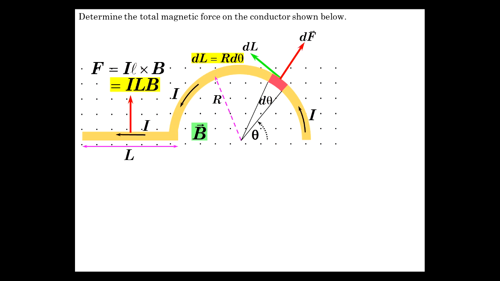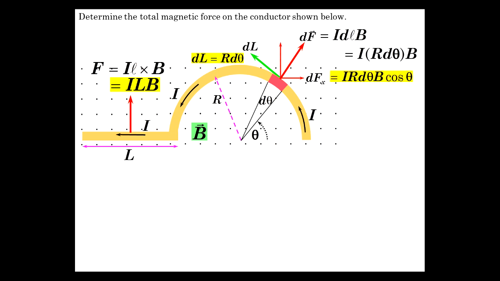Now, this is differential F, differential force, and it's I dL B. Okay, so we found all this. B is a constant here. There is the length. There is the current. So that's I r d theta B. Now, this dF has an x component, which is I r d theta B cosine of theta, and a y component, I r d theta B sine of theta.